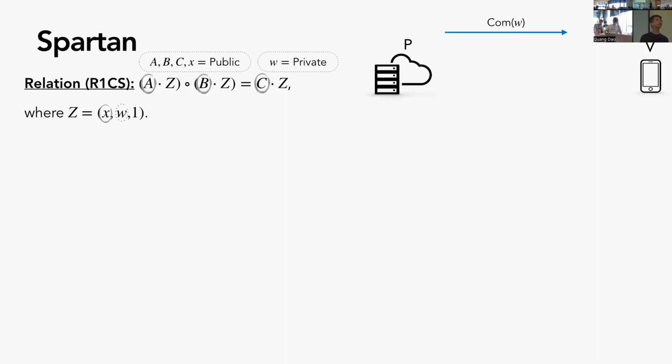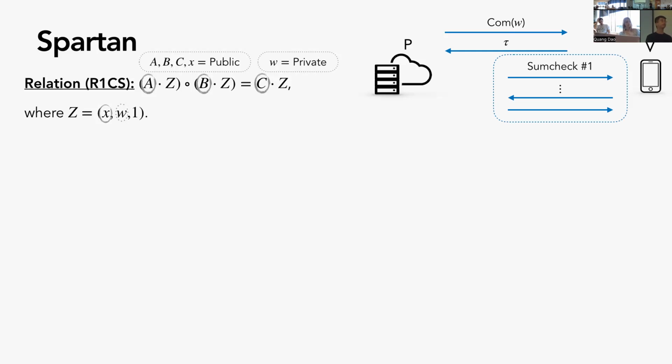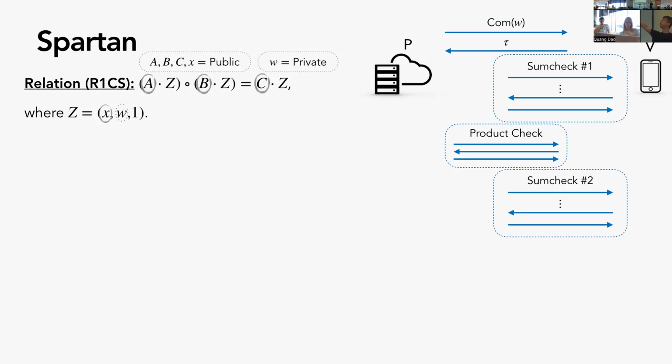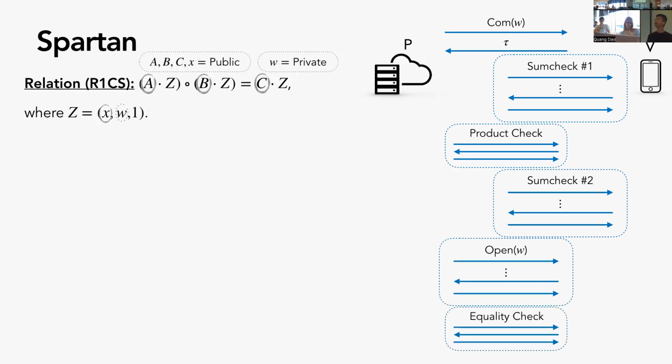And Spartan proceeds in more rounds than Bulletproofs. Essentially, first the prover commits to the witness, and then it does a bunch of subprotocols. In particular, it does the first version of the sumcheck protocol. Then it does something called a product check, and then another sumcheck. It will open this witness to some evaluation point, and finally it does an equality check. So we have all these subprotocols, and the verifier accepts if all these subprotocols accept.